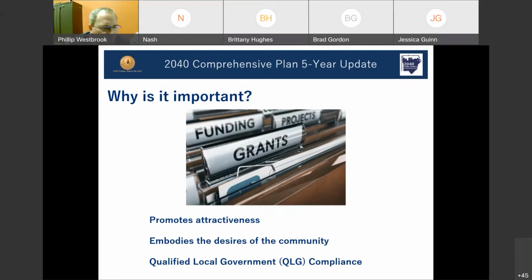So certain funding that is important to the community is dependent upon the comprehensive plan and the qualified local government status. Currently, the county is in good standing with the state. However, our QLG status expires in October of 2022. I believe Jessica had mentioned that at the beginning of our meeting. And to extend our QLG status out another 5 years, we need to complete an update consistent with the Department of Community Affairs standards and have it adopted by October 31st of 2022.